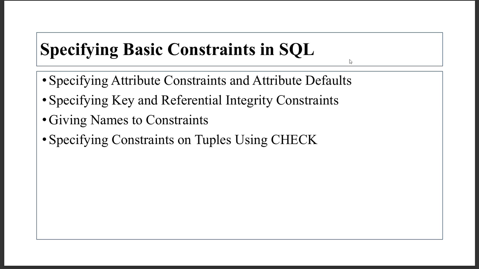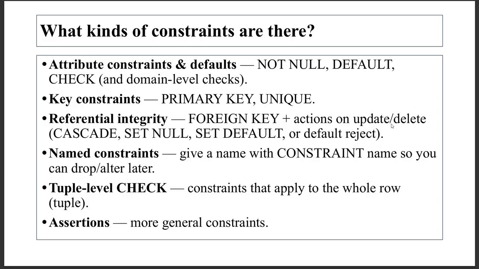Now specifying attribute constraints, key and referential integrity constraints, giving names to constraints, specifying constraints on tuples using check. Check is also one of the constraints, and it will be used most of the time while creating the table itself. Now attribute constraints and defaults. What type of constraints? Not null, default, and check constraints. These three conditions come under attribute constraints and defaults. Now key constraints are primary key and unique.